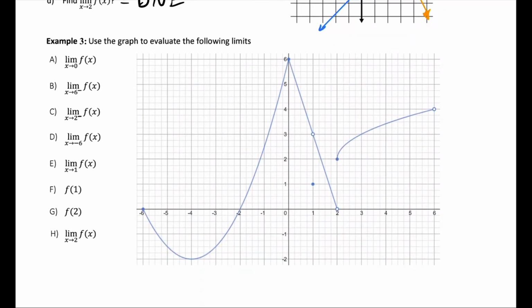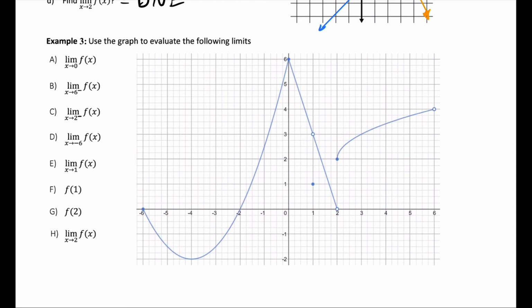Okay, so one last thing. Big graph, lots of things happening. Lots of questions here. So we're going to do the first couple together, and then I'm going to turn you loose and see what you come up with, and we'll grade it. We'll go over it at the end. So big graph, f of x. The whole graph is f of x.